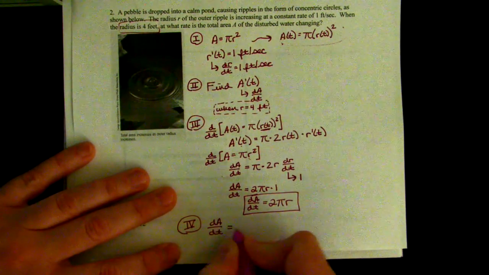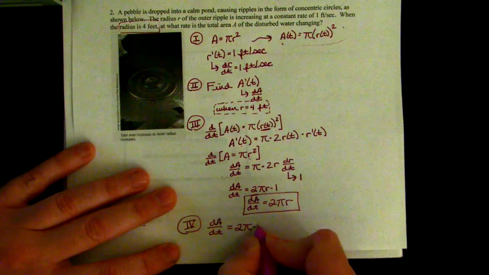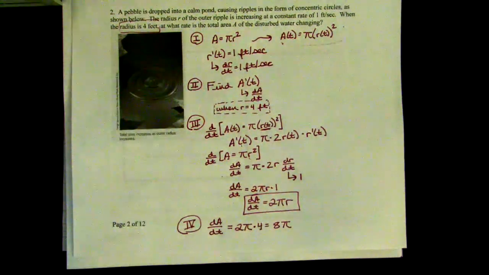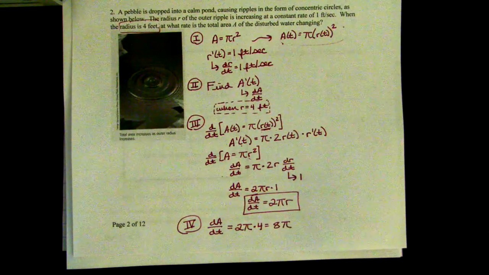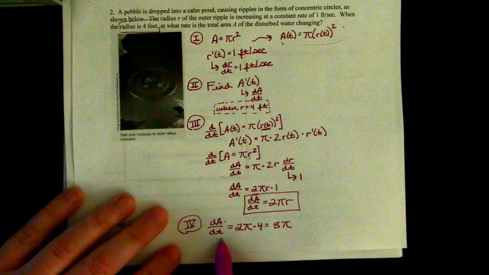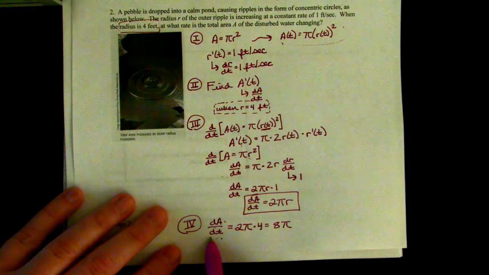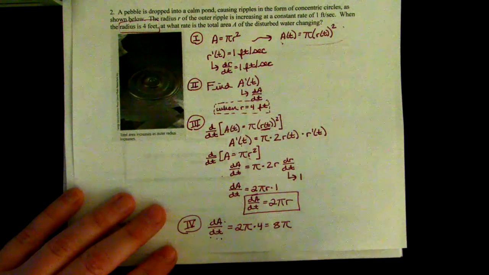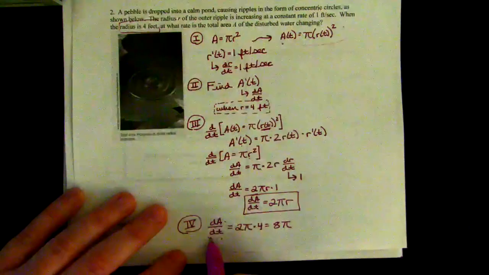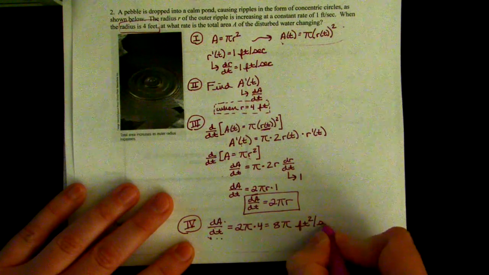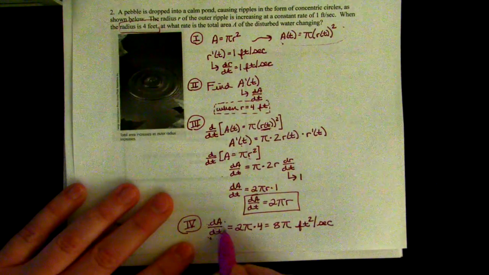I'm going to say that dA/dt equals 2 times pi times 4, and I get 8 pi. There's one final thing I have to figure out: the units. For dA/dt, the derivative of area with respect to time, the units for area are feet squared, because the radius was given in feet. The units for time are seconds, so my units are feet squared per second, really just the units for area over the units for time.